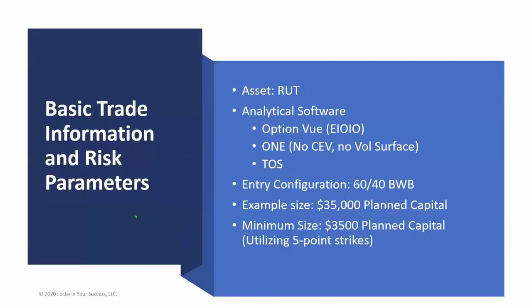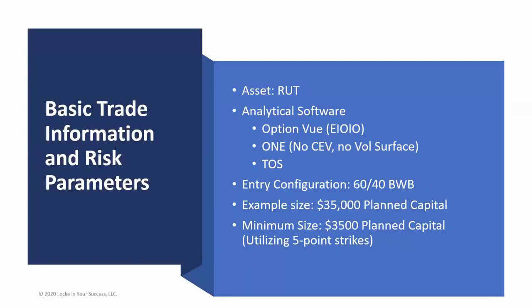And some basic trade information here is we trade on the Russell 2000. For the analytical software, I'm using Option Explorer on our Options Trading for Income, but realistically you can run Option View and EIOIO. It's fairly similar. And you can run it in Thinkorswim. Again, fairly similar. We have the general entry configurations, a broken wing butterfly, 60-40 point wing.